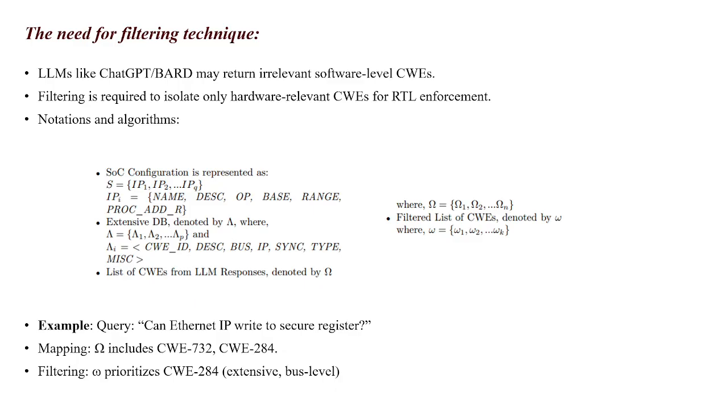Let's go through an example to understand filtering better. Say we have a query like: can the Ethernet IP write to a security configuration register? Here the LLM might respond with two CWEs, CWE 732 and CWE 284. But this filtering technique is needed to prioritize which aligns more with the vulnerability, and here it would be CWE 284.